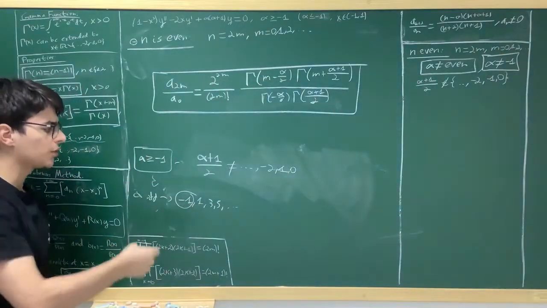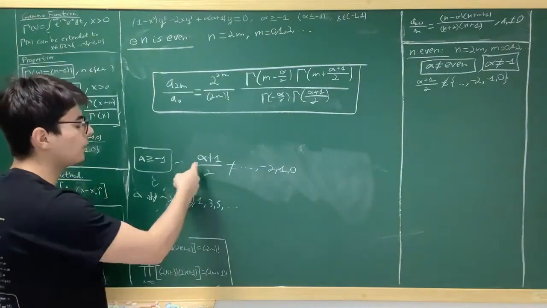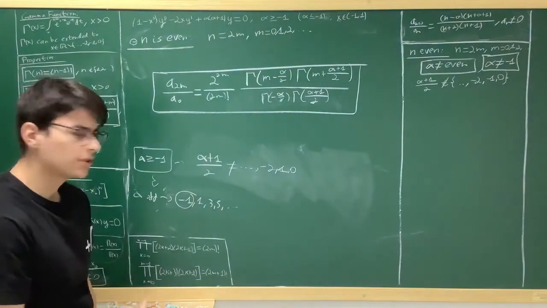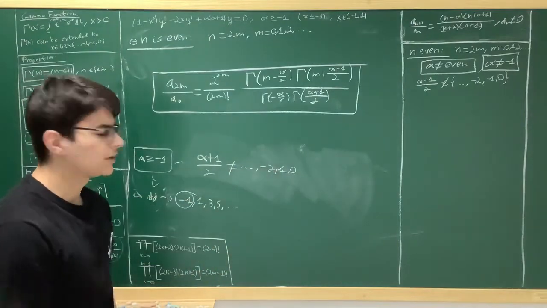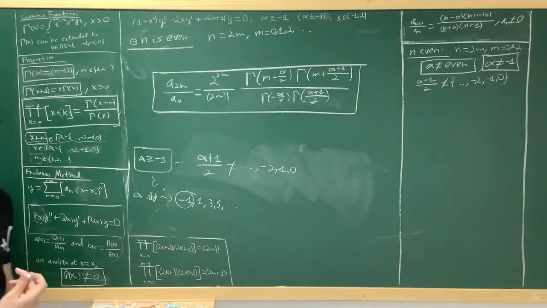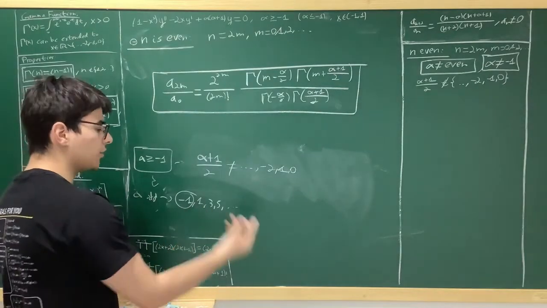But why do 1, 3, 5 and so on work? Well, because if we get 1, we get 1 plus 1 is 2, over 2 is just 1. It does not belong to these numbers. It is a positive integer, and positive integers are actually really good for us. So with 3 it happens the same.